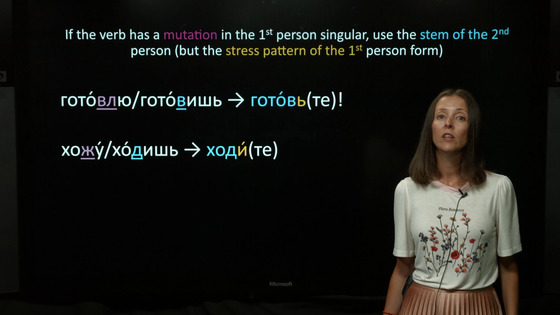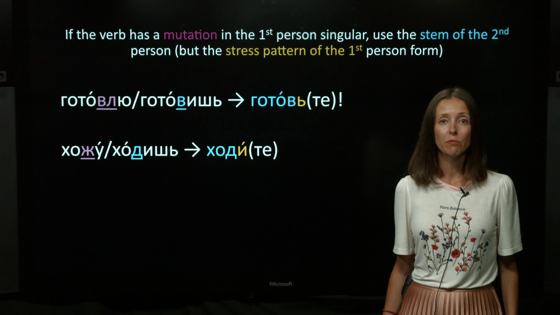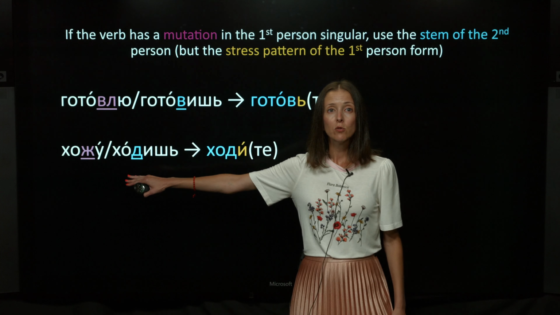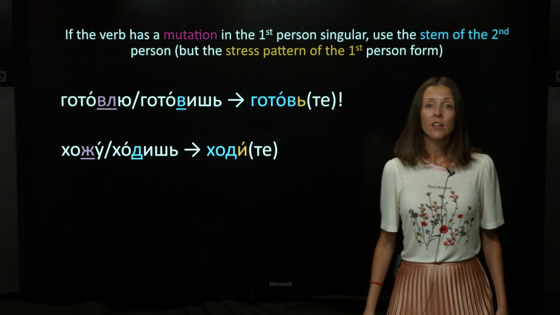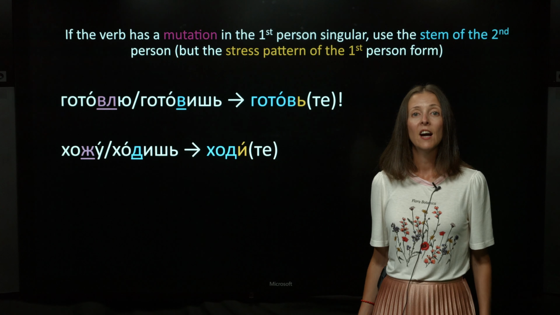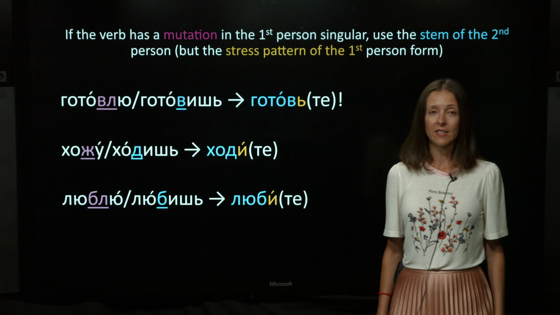Я хожу, ты ходишь. In this case, you will use the ты form to derive the stem. However, you will look at the я form to determine the ending. Here the ending is stressed, so we will use the ending и for the imperative. Ходи, ходите. Любить is another example.